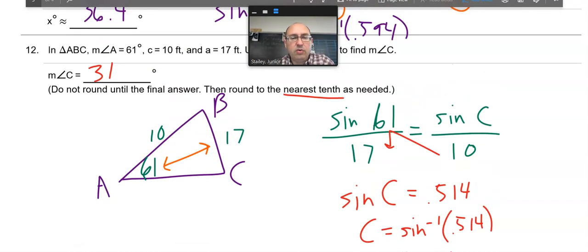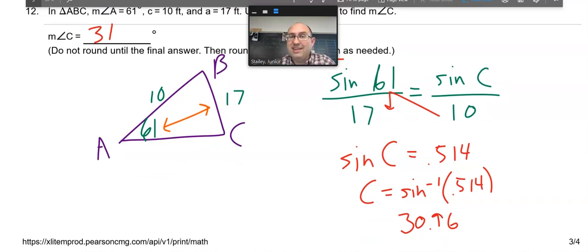This one said nearest tenth. It was 30.96, and I rounded to the nearest tenth, and it still ended up a whole number. I thought I rounded to the wrong spot.